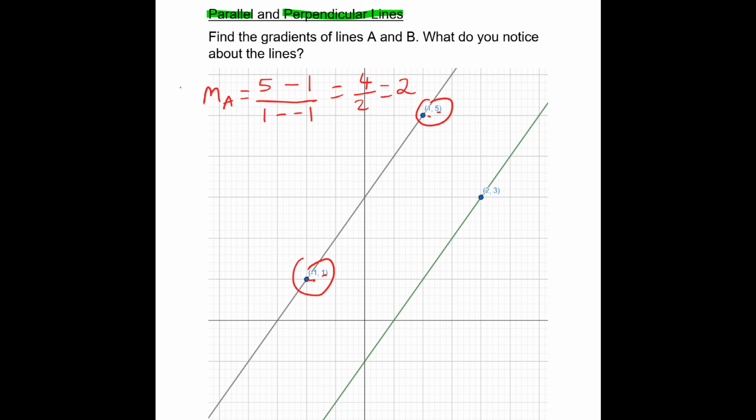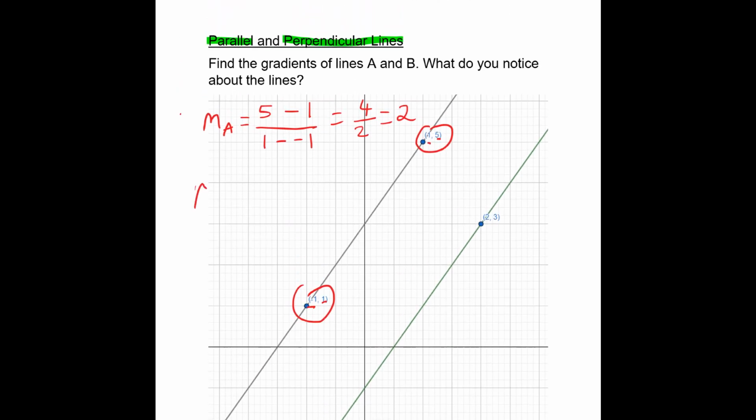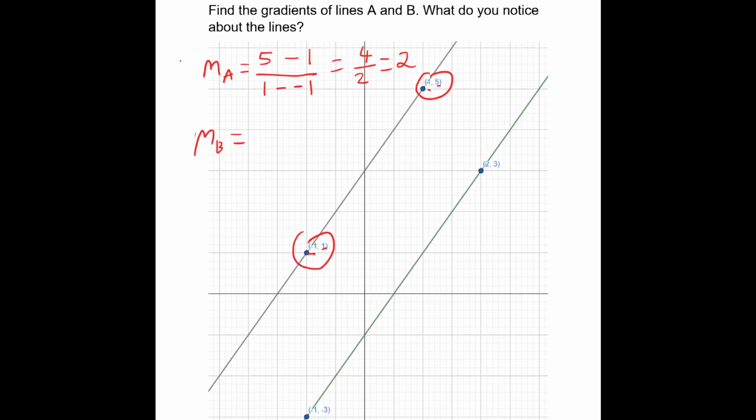And the other line, line B, to work out its gradient, let's scroll down a little bit, there we go, y2 take away y1, so 3 take away minus 3, over 2 take away minus 1. This is going to be 6 over 3, which is 2. But these numbers are identical. I've got the gradient of A is 2 and the gradient of B is 2.